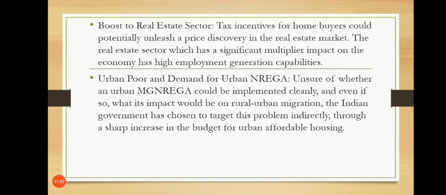The Indian government has chosen to target this problem indirectly through a sharp increase in the budget of urban affordable housing. तो आपको पता है कि जो गवर्नमेंट है उसने प्रधानमंत्री आवास योजना अर्बन भी चलाई है. It is for the urban poor. ओके, सो हियर व्हाट दे आर टॉकिंग अबाउट इज एमजी नरेगा फॉर द अर्बन पुअर्स, बट दे आर ऑल्सो कंसर्न्ड about the rural urban migration.